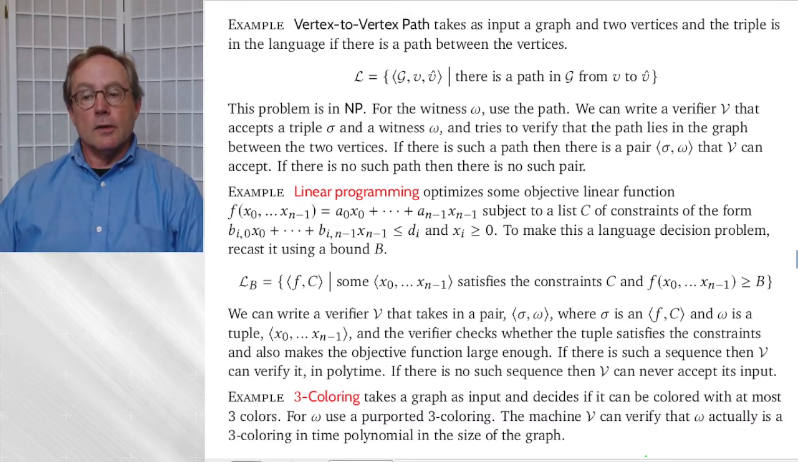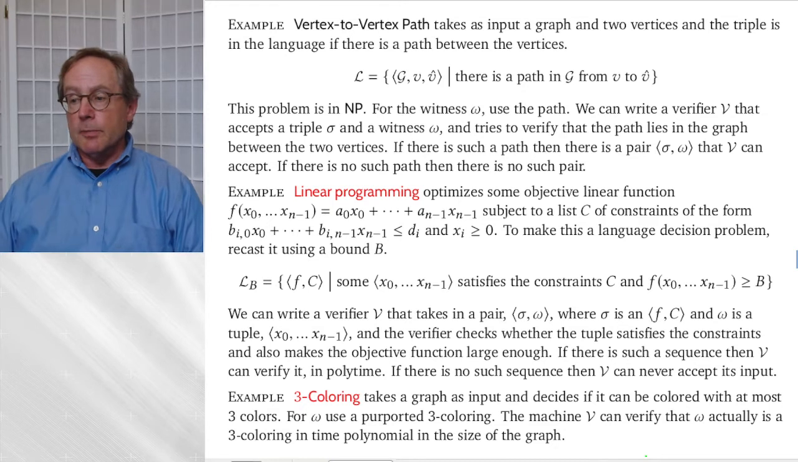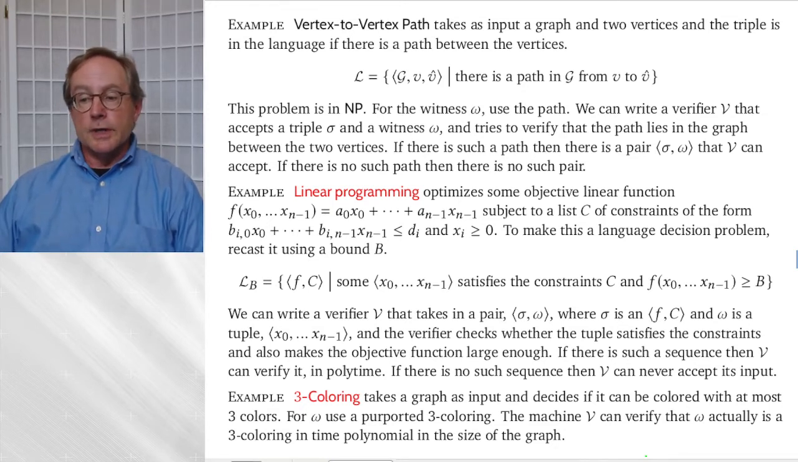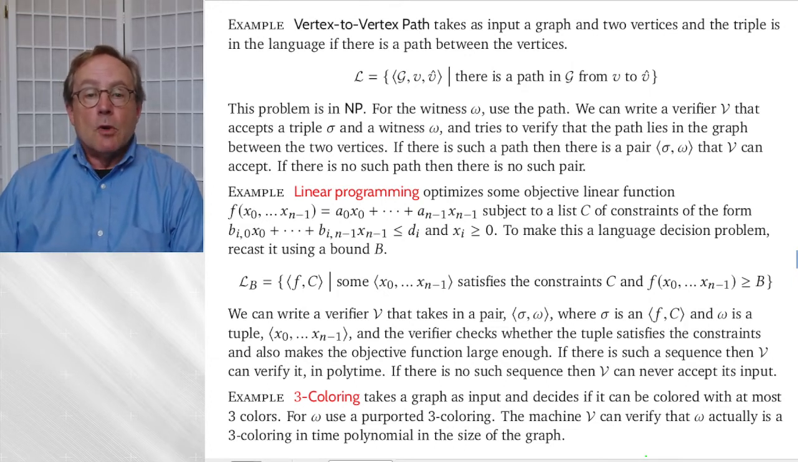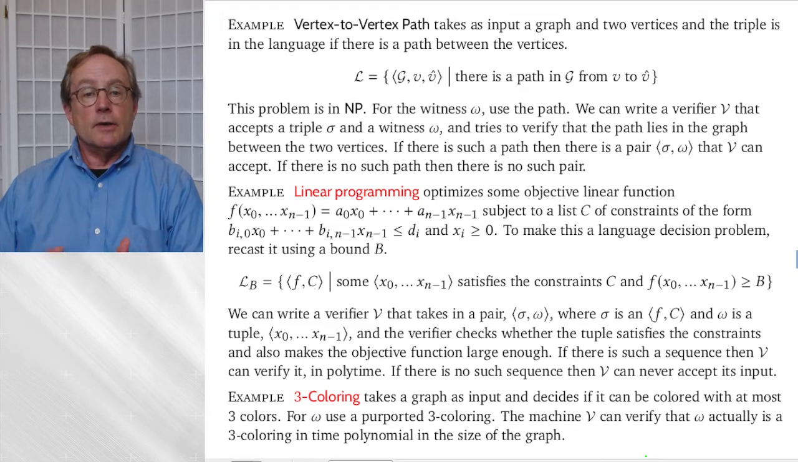One more, three coloring. Three coloring takes a graph as input and decides if it can be colored with at most three colors. So sigma is going to be a graph, G. I'm going to propose to write a verifier that takes in sigma, omega, and then either accepts or rejects. Well, what do you think we're going to use for omega? I think I'm going to use a three coloring. If the graph has a three coloring, then there is such an omega. But if sigma happens to not be three colorable, then it doesn't matter what omega I give you. The verifier that I just sketched out loud can't possibly work.